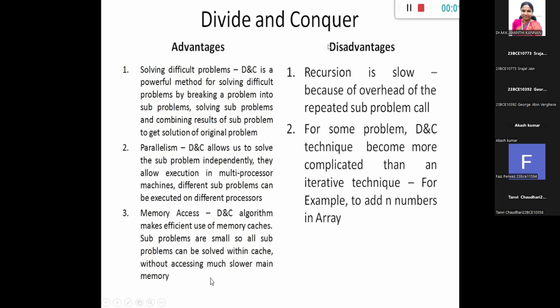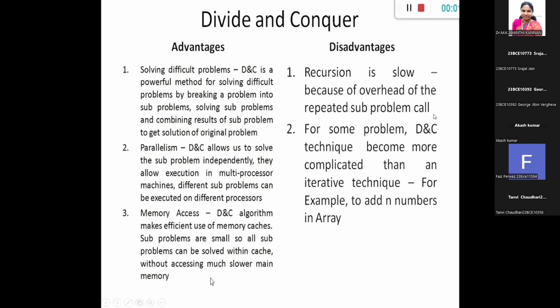For some problems, divide and conquer technique becomes more complicated than an iterative technique. For example, to add n numbers in an array. Say the given problem is you add the given list of n numbers stored in an array. In that case, we need to add the first two numbers, then the second two numbers. Like that we need to add, then we need to merge, then we need to add overall. So that is somewhat tedious process compared to the normal iterative process.